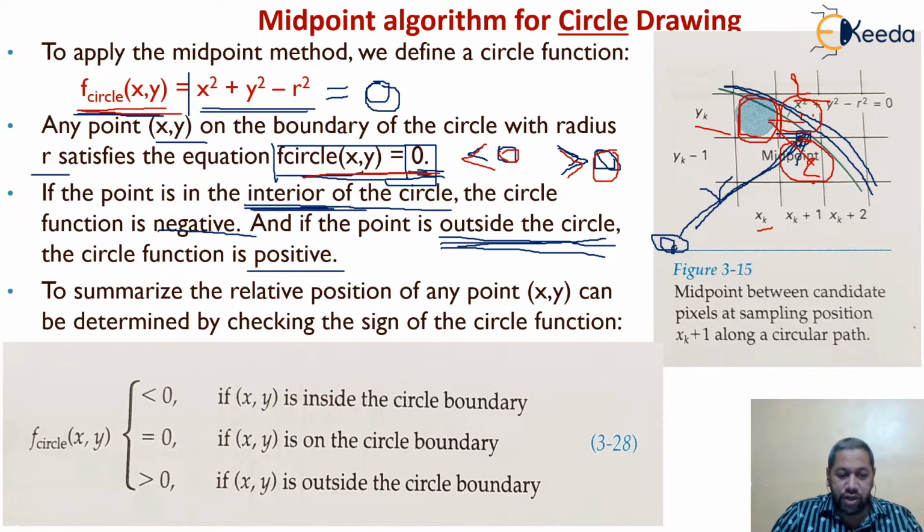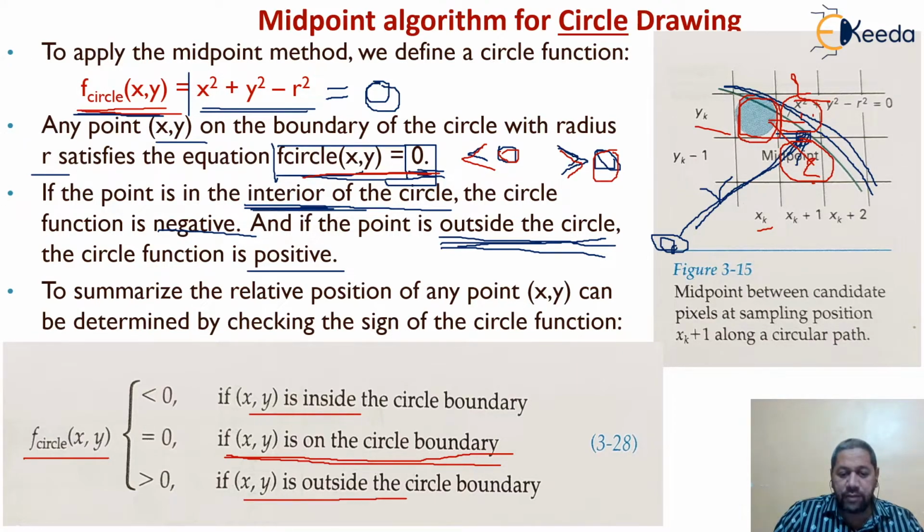The same thing is summarized here. F of x comma y, or f of circle x comma y, what is our expectation? Equal to 0. If it is 0, it is the correct pixel on the circle boundary. If it is less than 0, then x and y is inside my circle boundary, and if it is greater than 0, then x and y is outside my circle boundary. Based on this, whichever is closest, that I'm going to select.